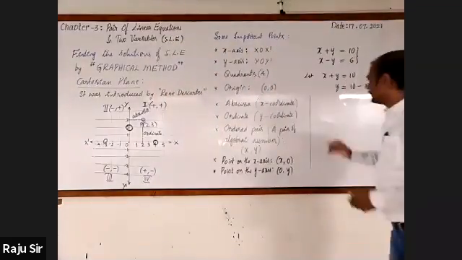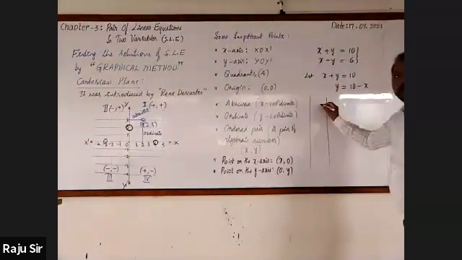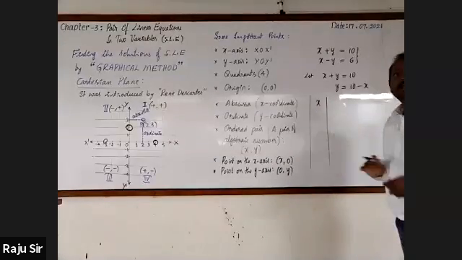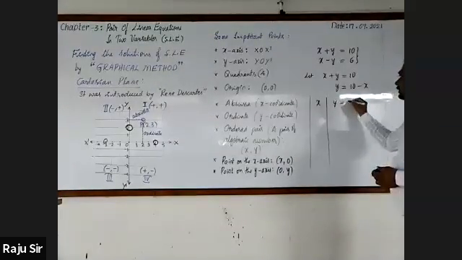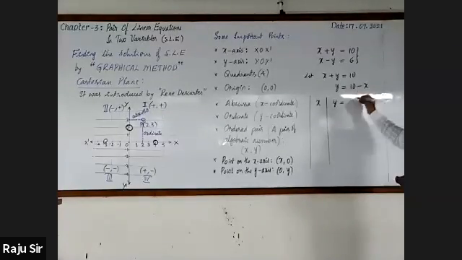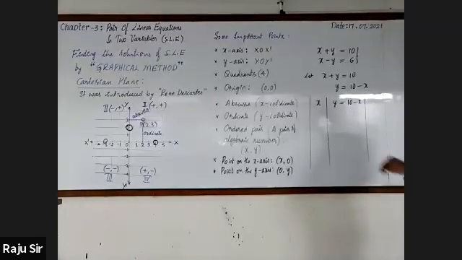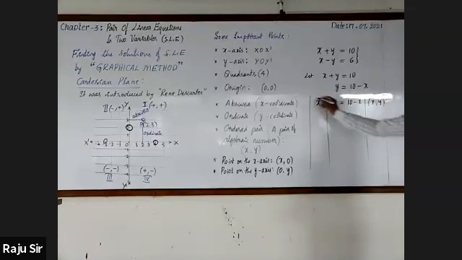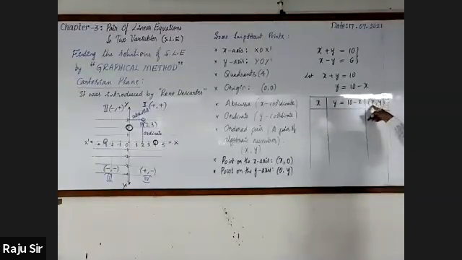So here in that table, the first column is for the x coordinate. The second column is for the given equation in which y is written in terms of x. Here, y equals 10 minus x. And the third column is for the coordinates of a point, that is x comma y, which is nothing but an ordered pair.